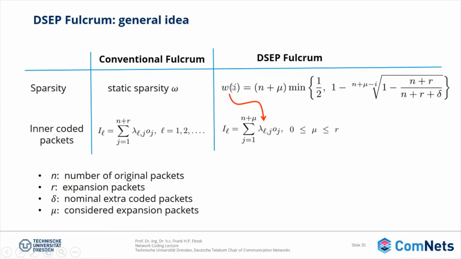After generating the sparsity level, we use it to generate the inner coding coefficient lambda, and with the specific number of non-zero coefficients generated by lambda, we can create the inner coded packet based on this equation.